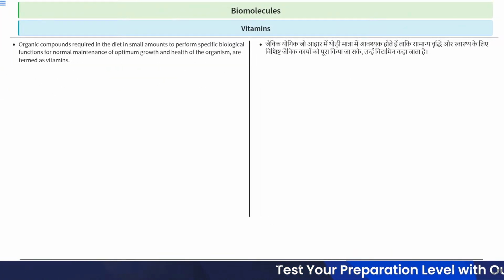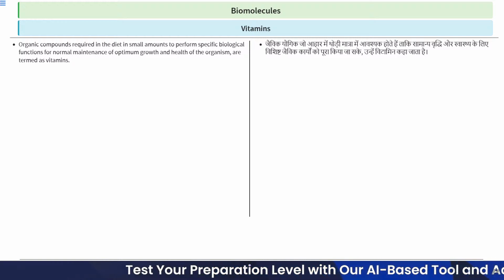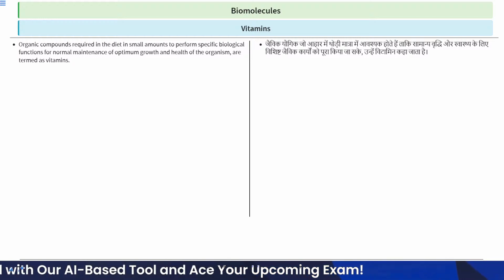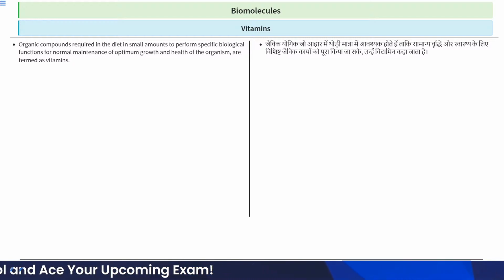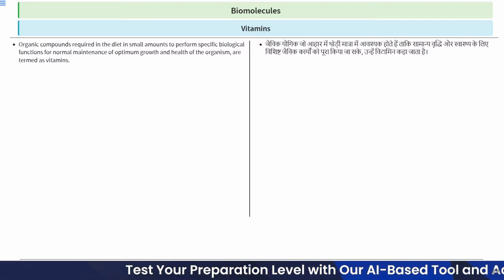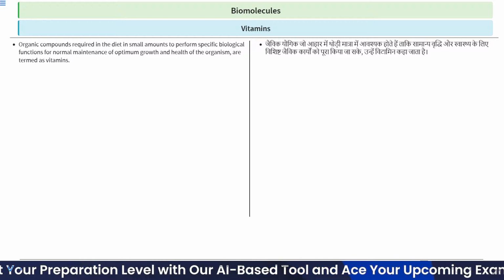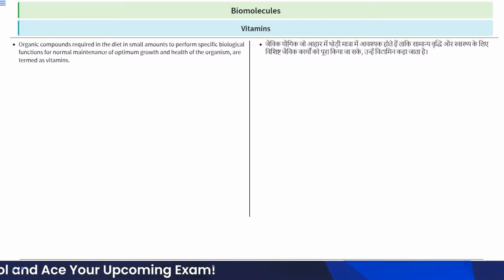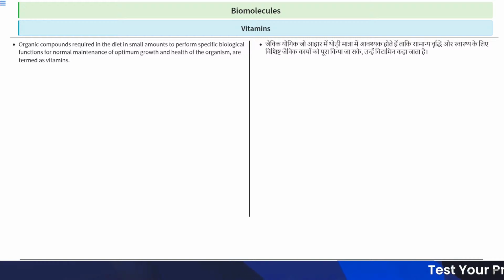Let's see about the vitamins. They are organic compounds required in the diet in small amounts, not in large amounts, to perform specific biological functions for the normal maintenance of optimum growth and health of the organism. So for any organism, growth and health are important, right? For their health and optimum growth, organic compounds are required in the diet to perform specific biological functions, which are termed vitamins. So these organic compounds are vitamins.